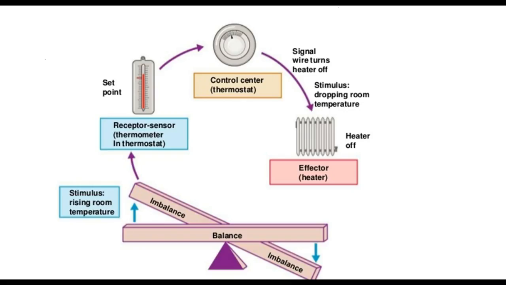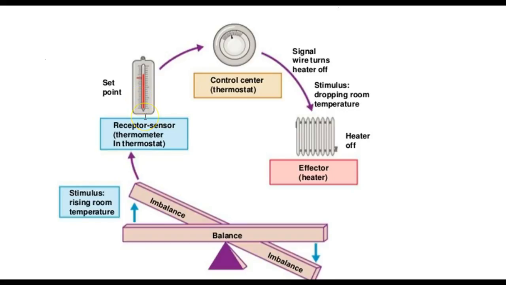So let's take a quick look at how all of these components are going to work together. Remember again, we have our sensor, we have our integrator, and we have our effector. Our sensor, or the receptor sensors, they're calling it in this diagram, if we're thinking about the example of the thermostat, would be like a thermometer, right? Something that is measuring the temperature in the environment. And that usually has a set point. And a set point is kind of like where you want the normal limit to be.